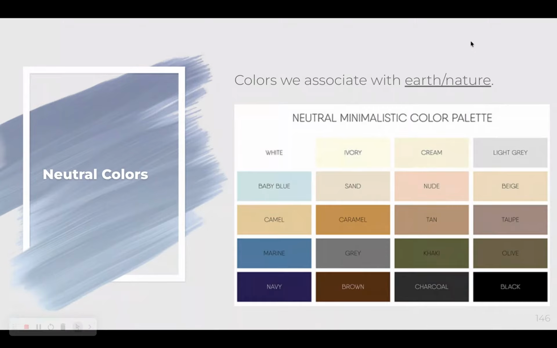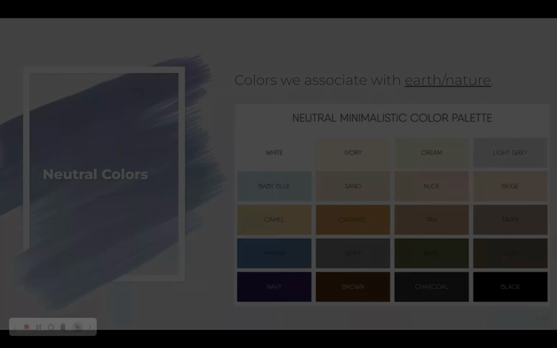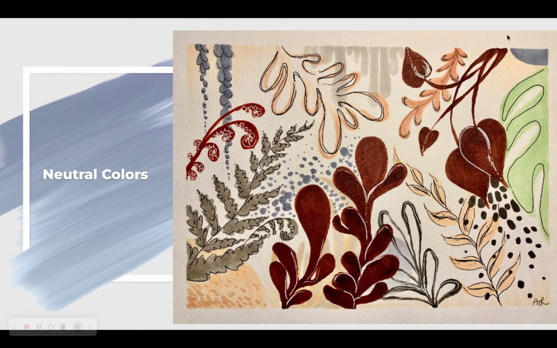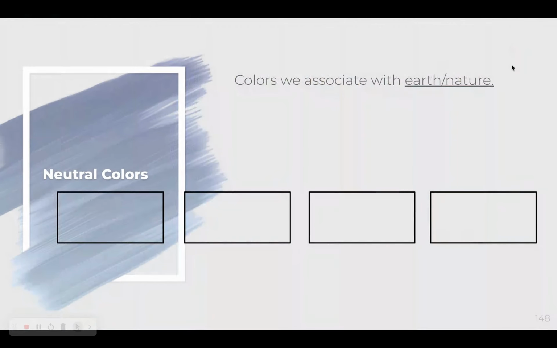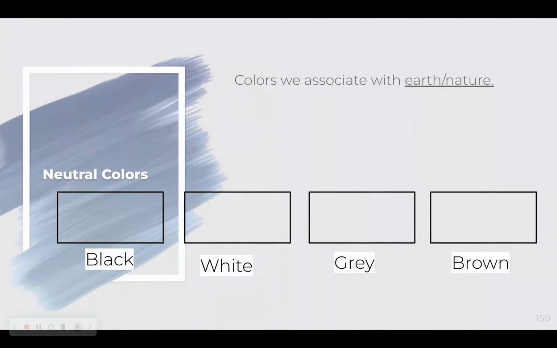Then there are neutral colors. These are colors we associate with earth and nature. They might be ranges of browns, oranges, kind of like different blues. You can see it here in this painting. The neutral colors are black and white, gray and brown.